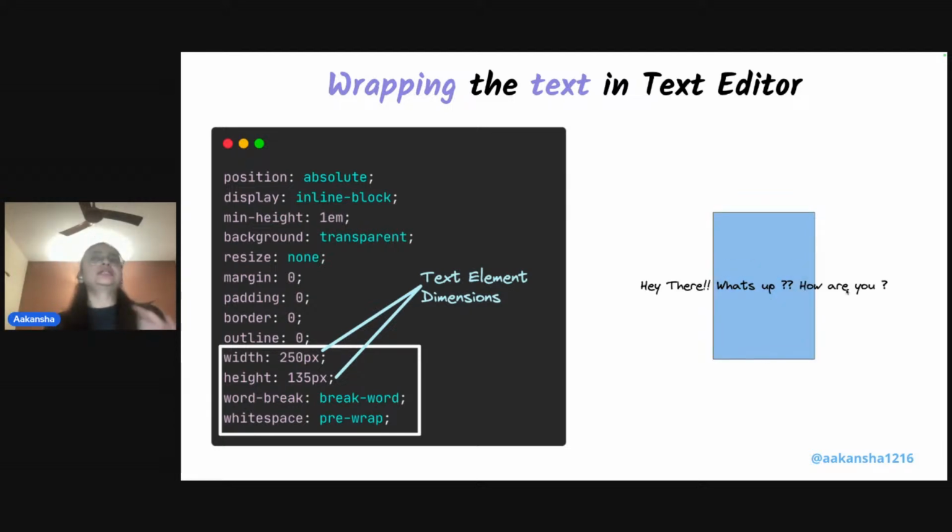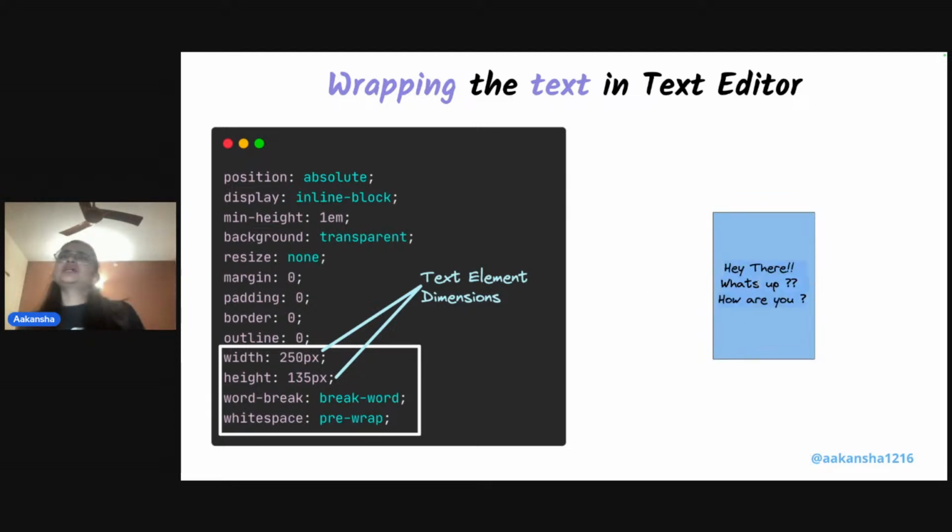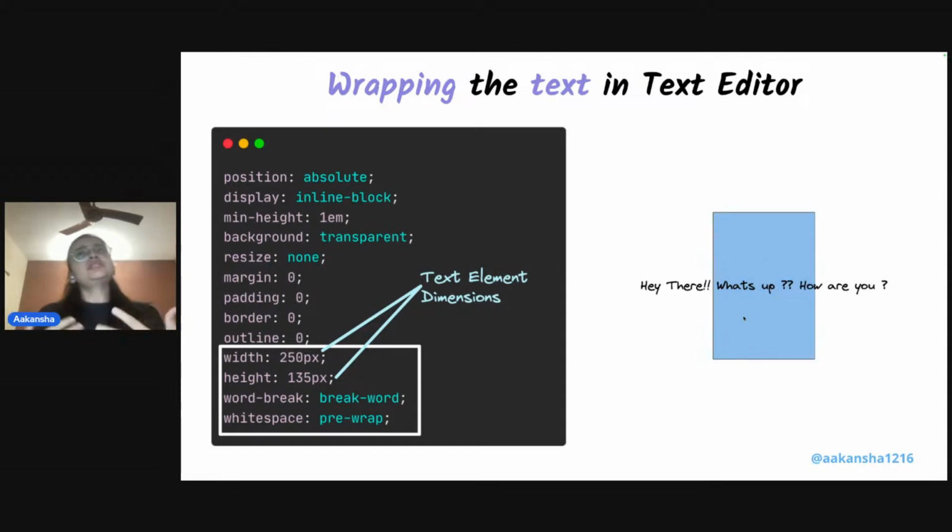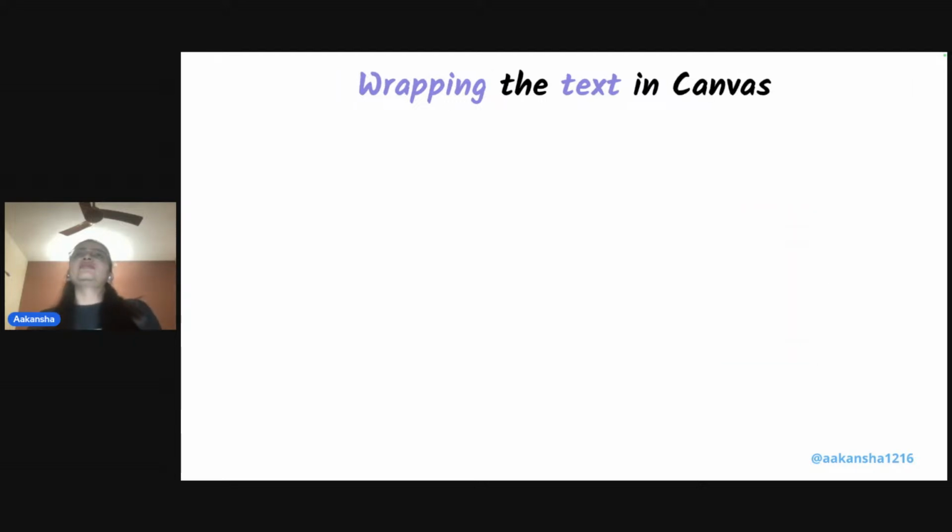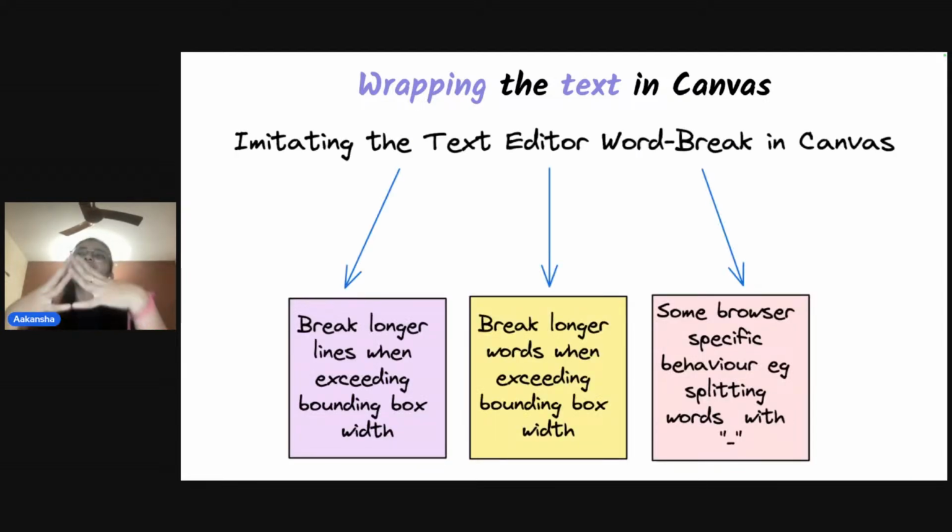So in Canvas, it's not that straightforward. In Canvas, you cannot say that, hey, if the text doesn't fit, go into the next line. Canvas doesn't even support multi-line. So in Canvas, we really don't have any easy way to do this. What we have to do is come up with our own wrapping algorithm to imitate the text area word break behavior so that it is in sync with the DOM, in sync with the text editor.